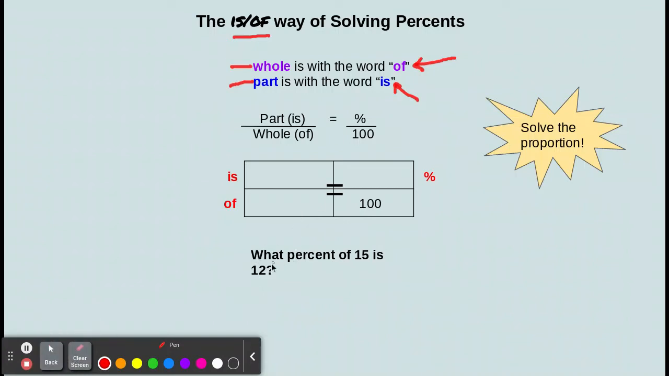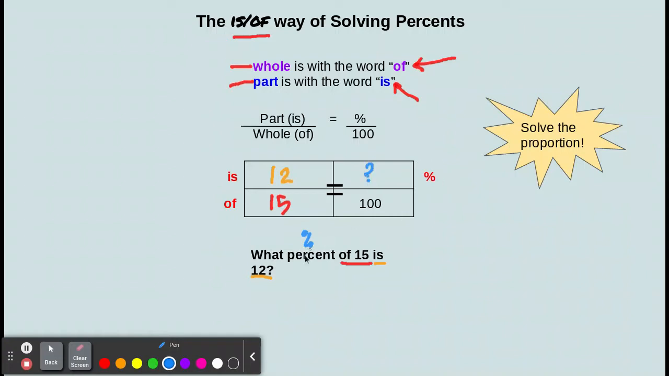So for this first one, it says, what percent of 15 is 12? Well, here we have of, and up next to of is 15. So in the of box, we're going to put 15. Over here we have is 12. Is is next to 12. So in the is box, we're going to put 12. And the question actually is asking you what percent, right? So that's the empty box.